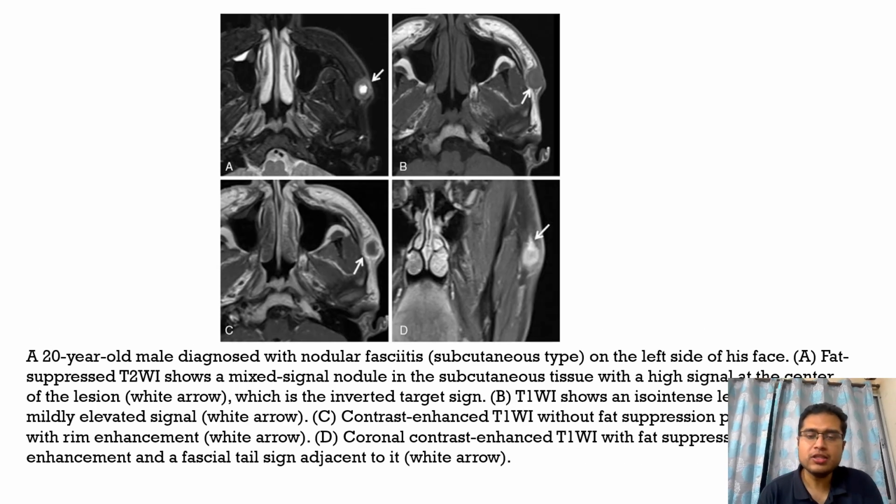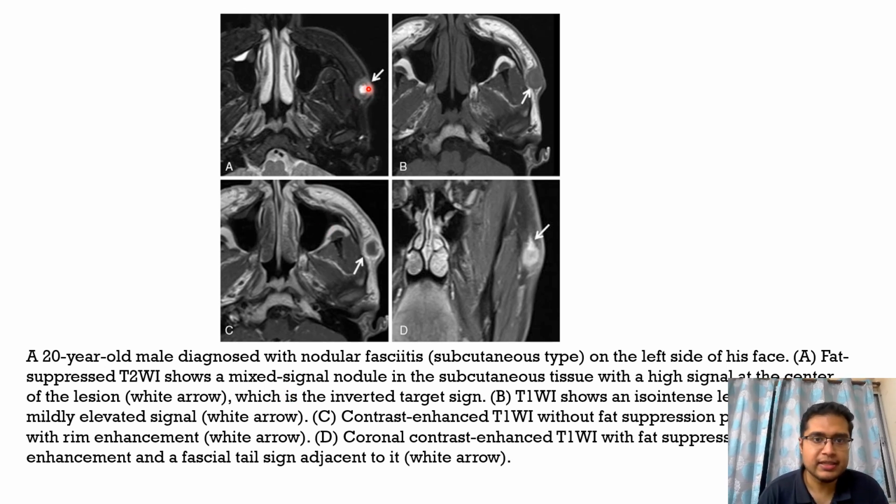So coming to another case of nodular fasciitis, now in a subcutaneous plane, on the left side of the face, which typically shows an inverted target sign. This is the inverted target sign on the fat suppressed T2 weighted images. It shows a mixed signal nodule in the subcutaneous tissue with a high signal at the center of the lesion.